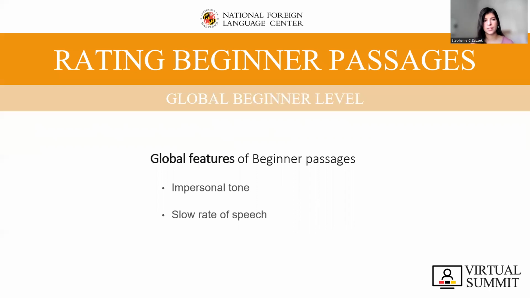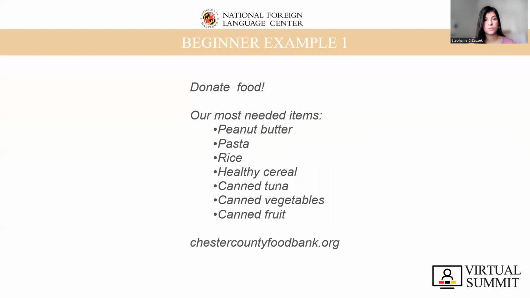Another important factor to consider at this level is the rate of speech. Audios should also have a slower rate of speech to account for the beginner level learners' need to isolate basic words and expressions. If the audio is too fast, it might not be appropriate for a beginner level audience. Now, let's go ahead and move on to our two examples at the beginner level.